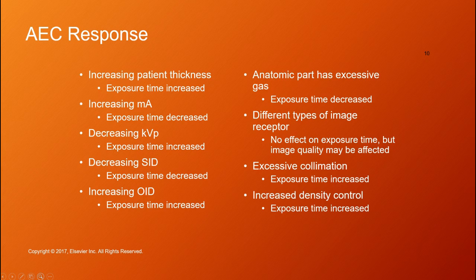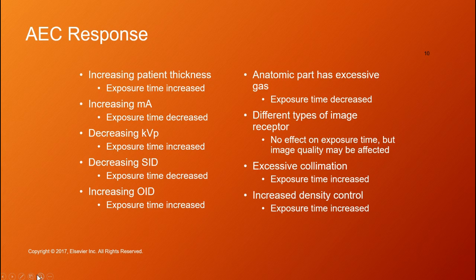So your radiation has to go through that body part, then through air, okay, and then hit the IR and then get tripped by the timer. So it's just a small increase, however, still an increase in exposure time, okay? If the anatomic part has excessive gas, your exposure time is decreased. So now you're going through something that is less dense, which is air.